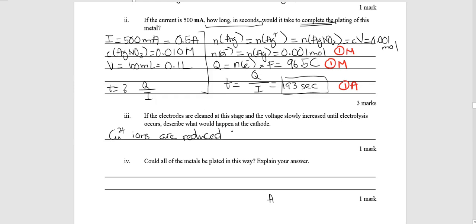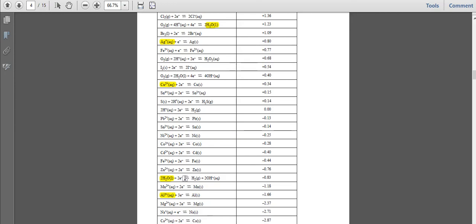Now, if you don't want to mention the fact that copper may potentially stick onto the electrode, that's okay, as long as you mention that copper 2+ ions are reduced into copper solid, which is what happens at the cathode. Could all of the metals be plated in this way? Explain your answer. Okay, all the metals. We also have aluminium, but aluminium is not going to be plated unless all the water is removed. You do have a very low concentration of aluminium ions anyway, so there's no way it's going to be able to outcompete water in any shape or form in this case.